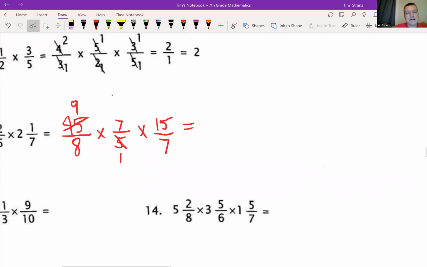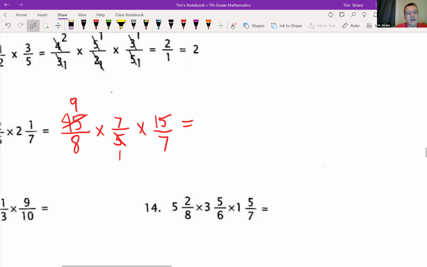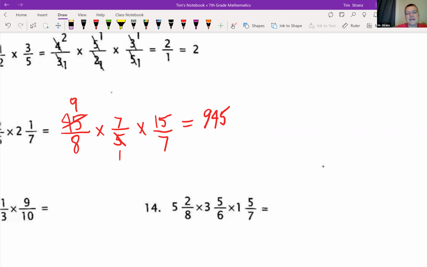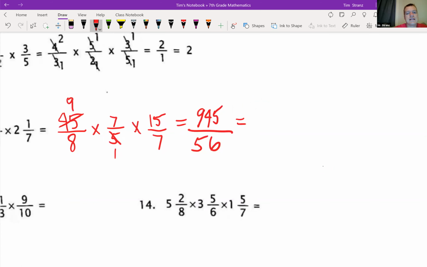Okay, so if I multiply straight across, I'm going to have 9 times 7, which is 63, and then 63 times 15. I have to do that one up here. 5 times 3 is 15. That's 3 and 6. So 5, 4, 9. So 945 on the top. And my denominator is going to be 56. Okay. I need to simplify this now.